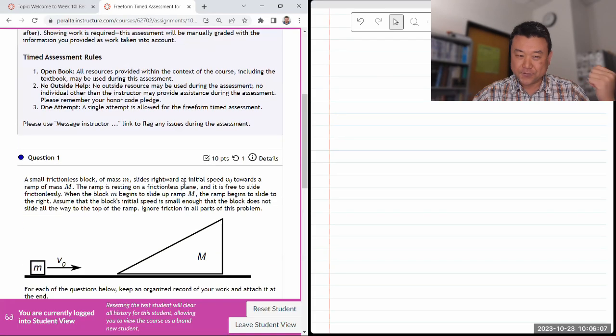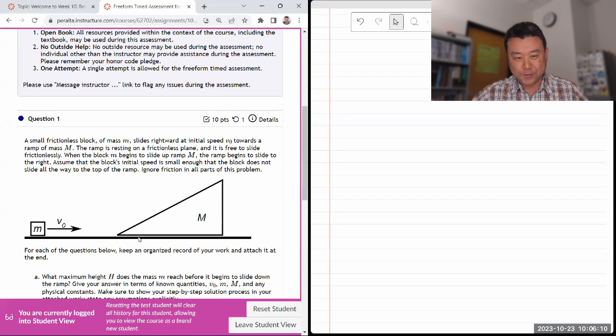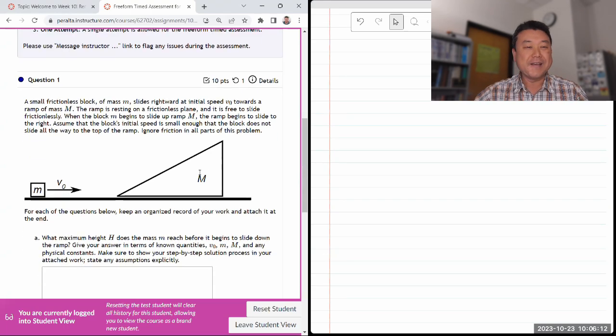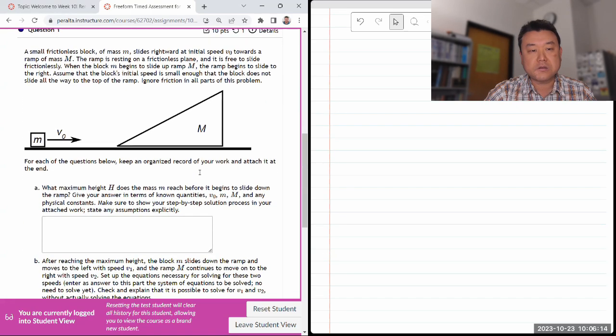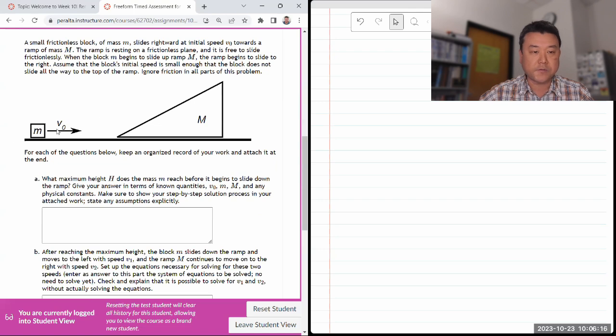I'm getting this frictionless block sliding towards a ramp with some mass. So let me read the question. The figure has been drawn here for me, so I won't redraw this figure. It says the block of some mass slides rightward at some initial speed towards the block of another mass, and the ramp is resting on a frictionless plane. That's the new part, and it's free to slide.